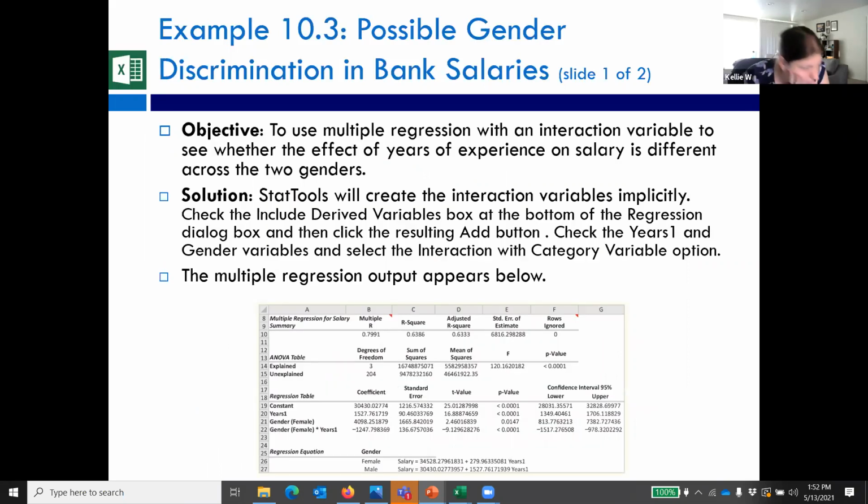Okay, so in the StatTools thing, I welcome you to go enable StatTools, which you downloaded at the beginning of the semester, and actually run the multiple regression along with the examples.